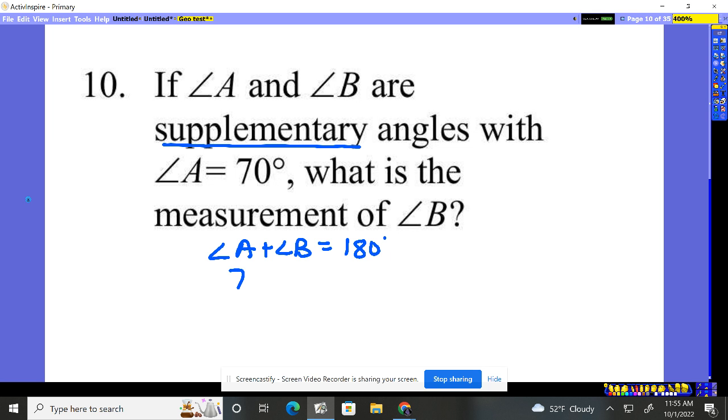It says angle A is 70. So what is angle B? That's pretty easy. Subtract 70 from both sides. Angle B is 110 because 70 plus 110 gives you 180.